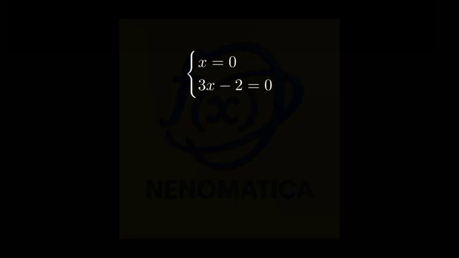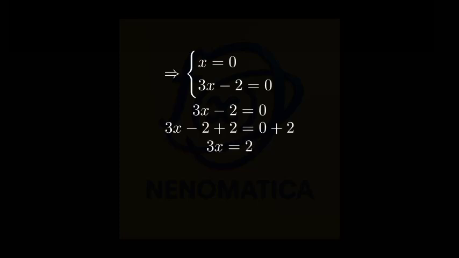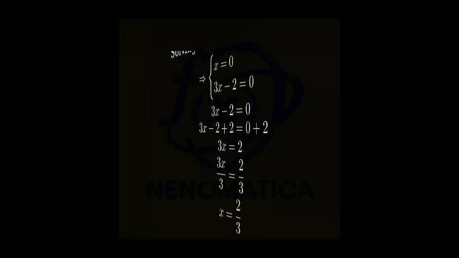Let's think about what this means. Let's verify this by solving the second equation ourselves. To solve this equation, we need to isolate x. First, we add 2 to both sides of the equation. This gives us 3x equals 2. Now, we divide both sides by 3 to isolate x. This gives us x equals 2/3. So we've confirmed that the second equation gives us x equals 2/3.